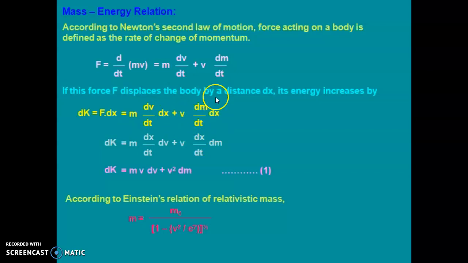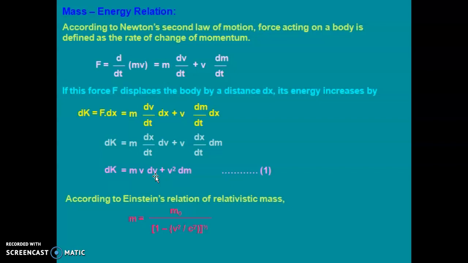Similarly, we will multiply this equation by dx. Changing the variables, we get m dx by dt dv and v dx by dt dm. We know dx by dt, the change in displacement with time, is called velocity. So we may write dK equals mv dv plus v square dm.